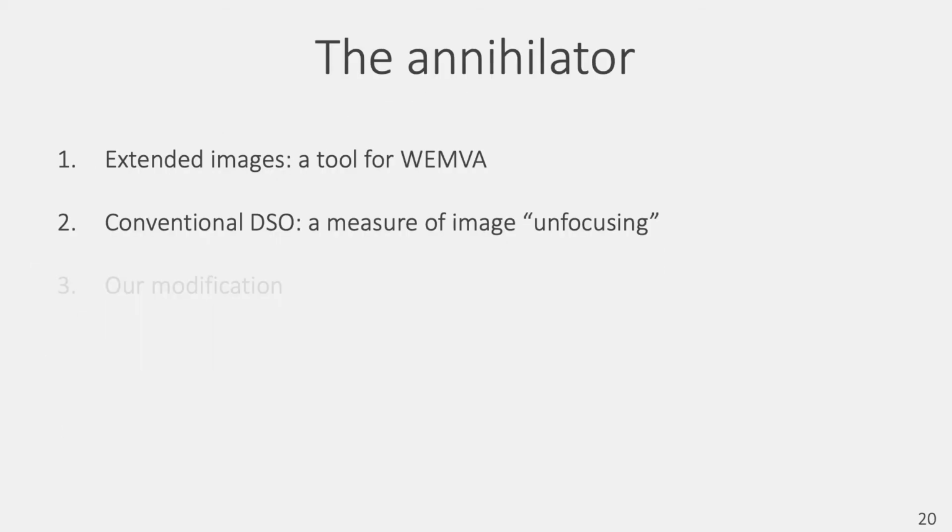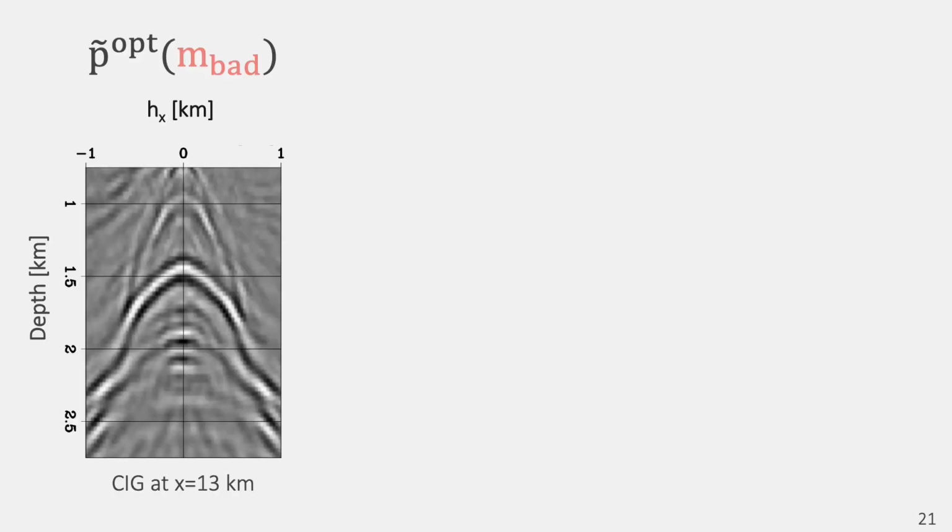And now we're going to talk about how the DSO operator can be a very useful measure of the unfocusing of extended migrated images. As mentioned before, this property makes it adequate for MVA techniques. The goal of WIMVA is to find an accurate velocity model such that when we compute p tilde opt, it gradually forces the energy of the events located in the extended axis, here shown with the pink arrows, to slowly converge towards the physical axis, here shown in the green dashed line.